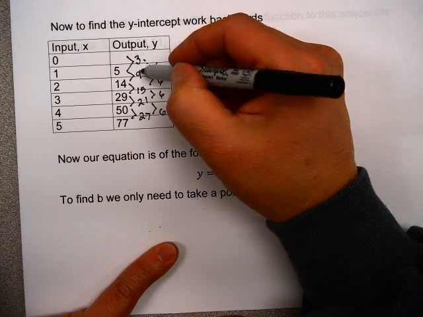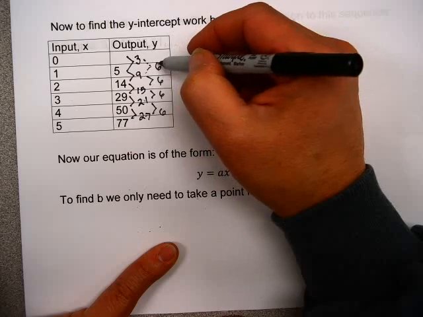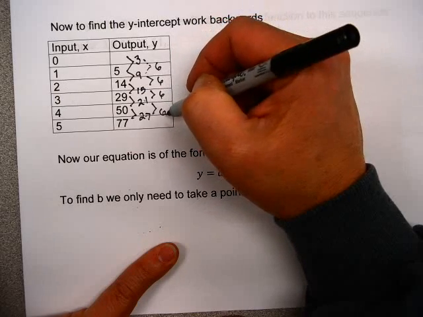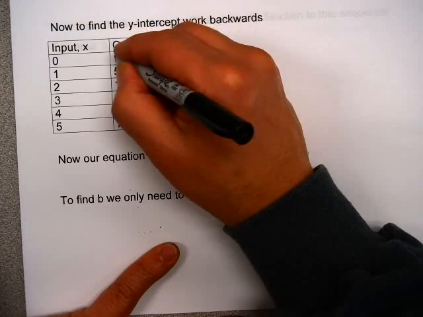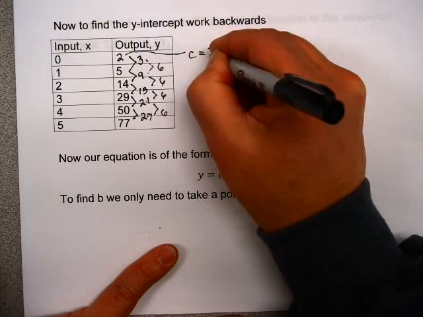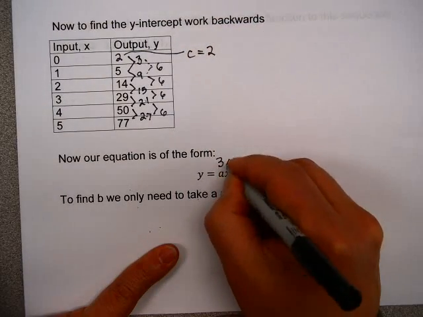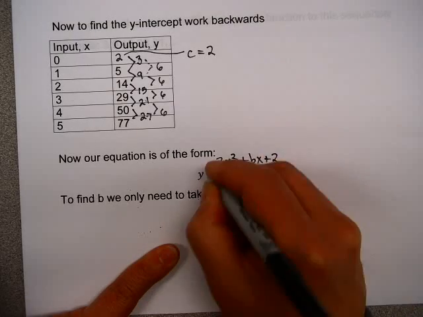So here we have 3, 9, 15, 21, 27 for my first differences, that would give second differences constant of 6. So what plus 3 is 5? That would be 2. So this value 2 is c. So I have 3x squared plus bx plus 2 so far.